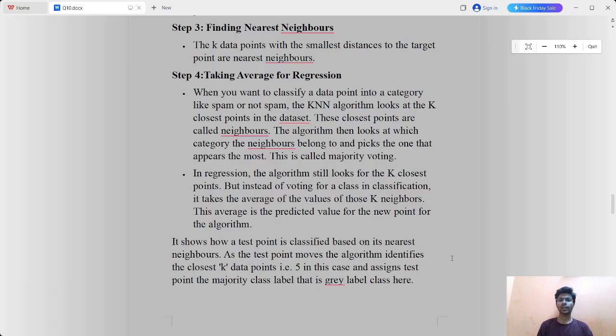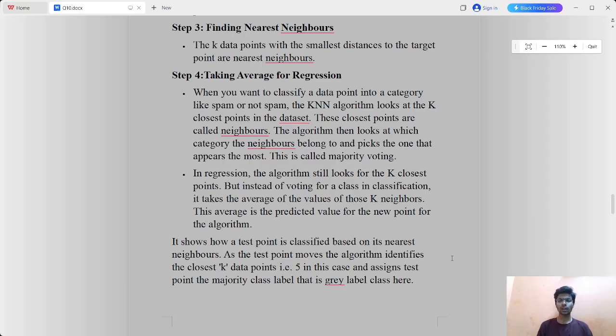When you want to classify a data point into a category like spam or not spam, the KNN algorithm looks at the k closest points in the dataset. These closest points are called neighbors. The algorithm then looks at which category the neighbors belong to and picks the one that appears the most. This is called majority voting. In regression, the algorithm still looks for the k closest points, but instead of voting for a class as in classification, it takes the average of the values of those k neighbors. This average is the predicted value for the new point.